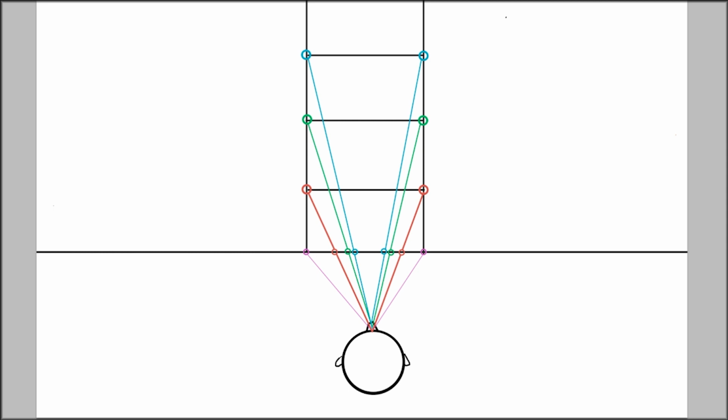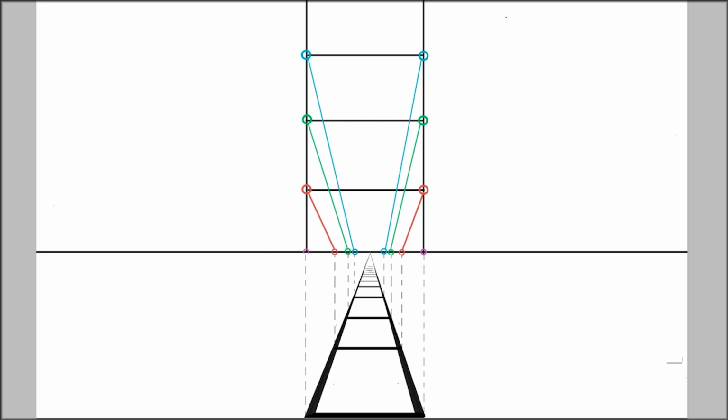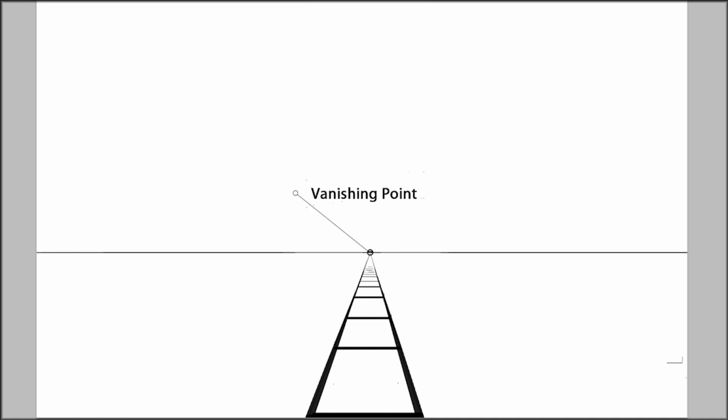If we project this into space the same way we did for the red and green lines, you can see we have two lines going back and intersecting at some point far off in the distance that we cannot see. We're going to call this a vanishing point, and this is a very core idea to all perspective drawing, so it's very important that you grasp this.